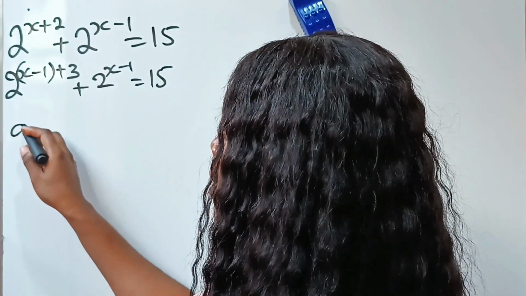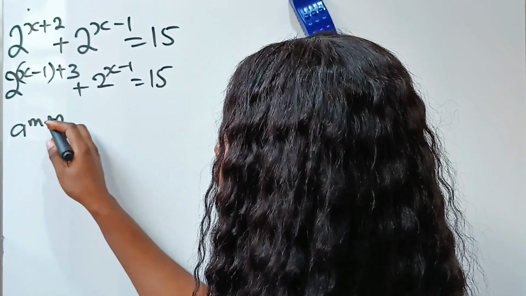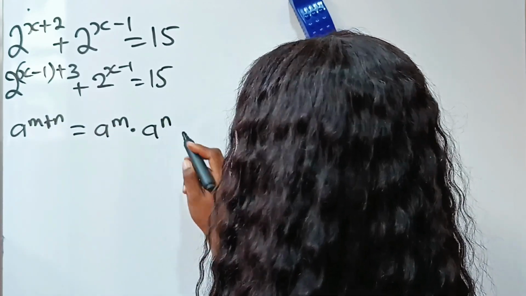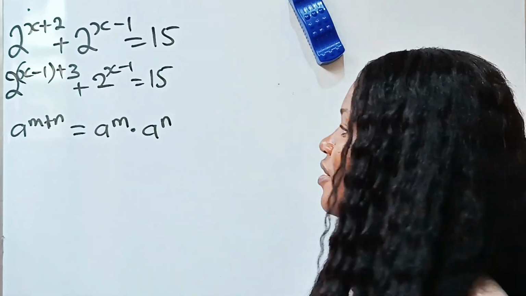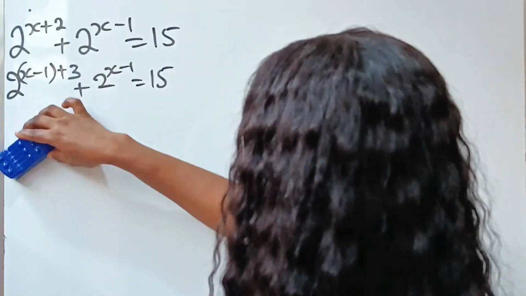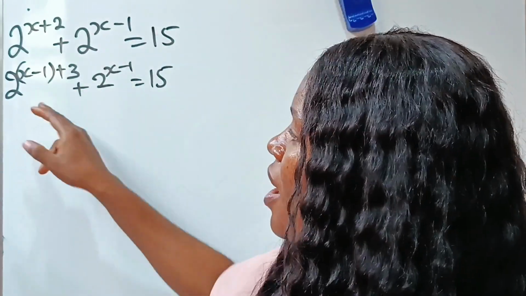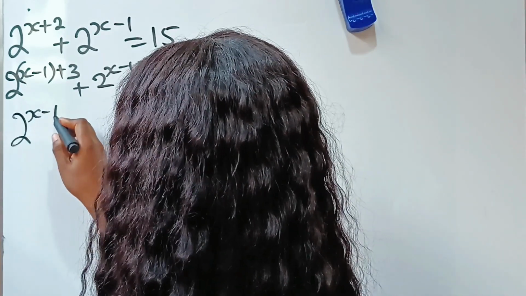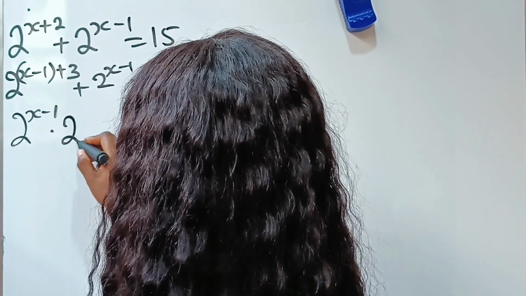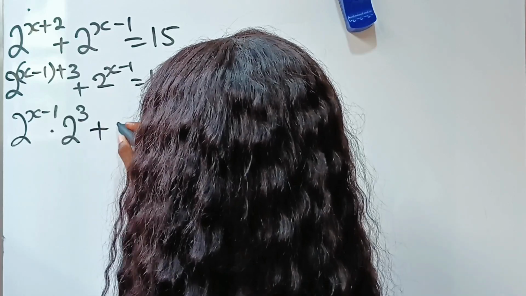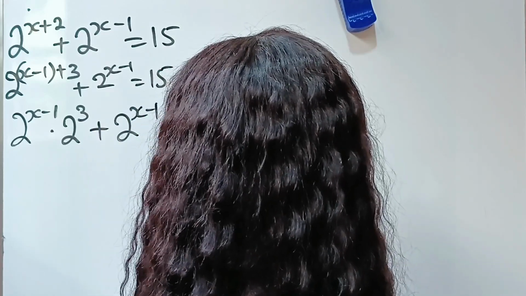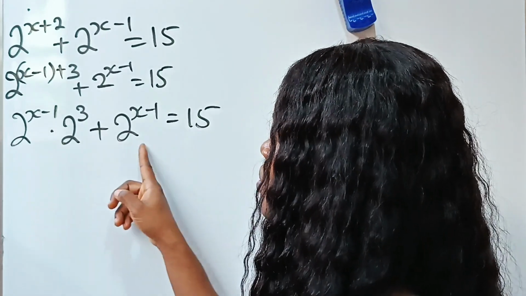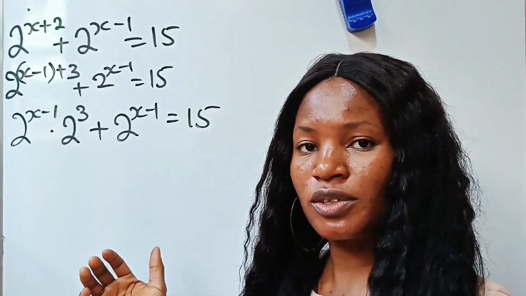Now recall that when you have a to the power of m plus n, this is equal to a to the power of m multiplied by a to the power of n. All right, so that simply means that we can now write this as 2 to the power of x minus 1 multiplied by 2 to the power of 3 plus 2 to the power of x minus 1 is equal to 15. The same thing is what we have here and here, so we can actually factorize.